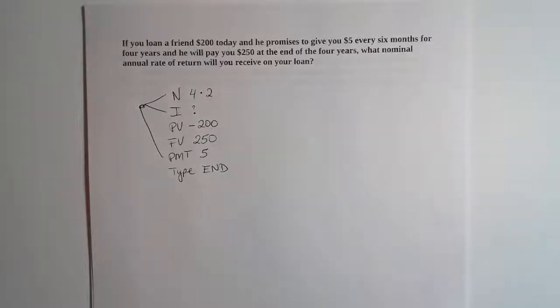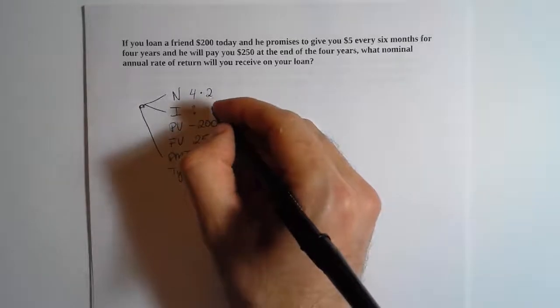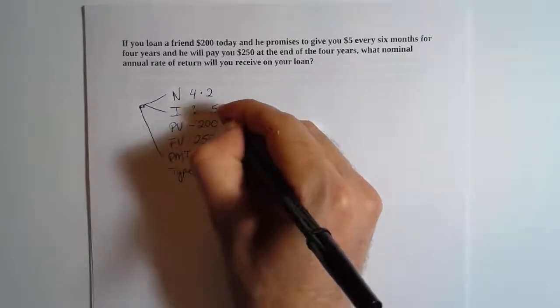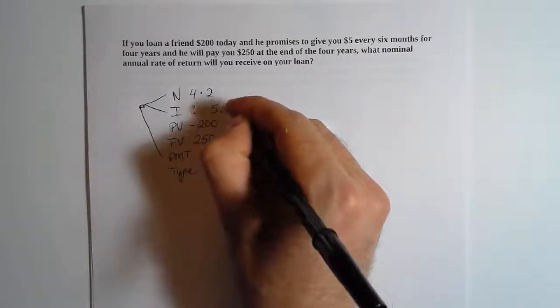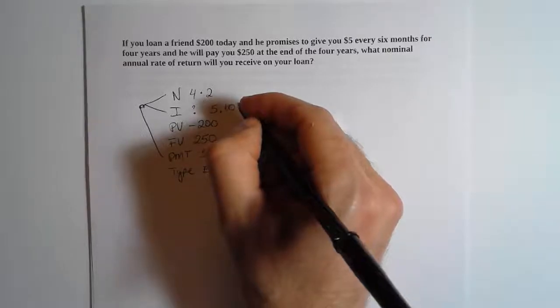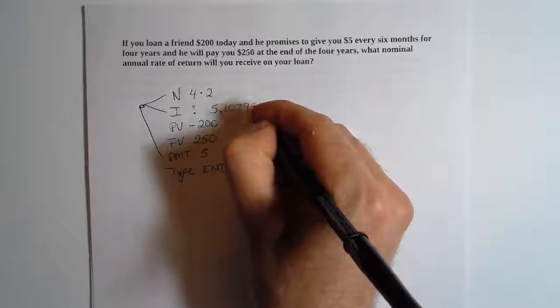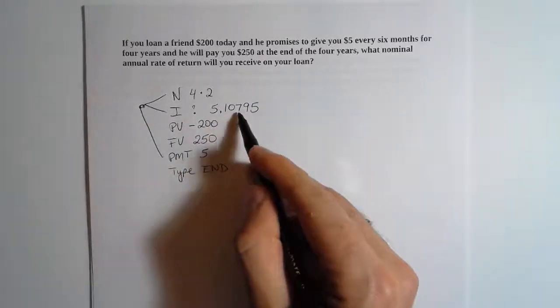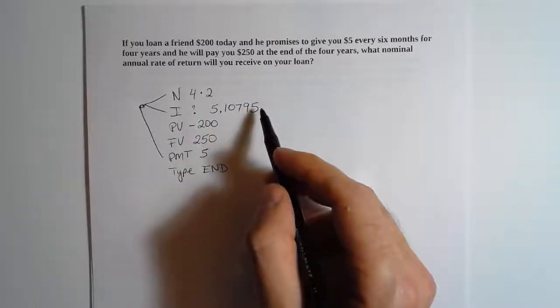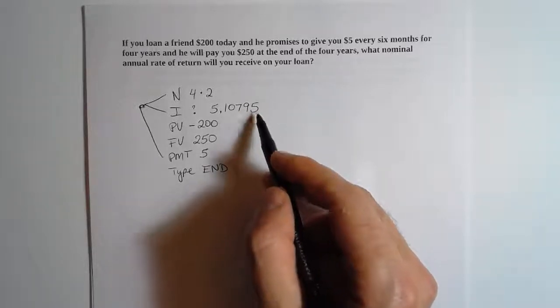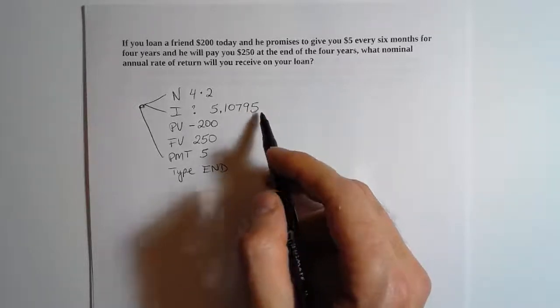Okay, so if you tried that on your calculator, what you should have gotten is a rate of 5.10795. I'm hanging on to a couple extra decimal places here, probably more than necessary, but we'll round off at the end. So let's think about this though.